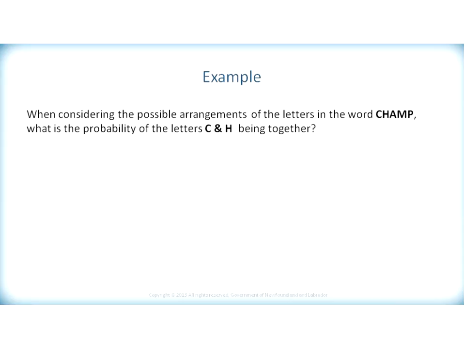When considering the possible arrangements of the letters in the word champ, what is the probability of the letters C and H being together? Very similar to the Joey-Katie question, you may want to pause the clip and attempt this question on your own. I will continue with the solution. The total number of ways these letters could be arranged, of course, is 5 factorial. 5 times 4 times 3 times 2 times 1, which equals 120.